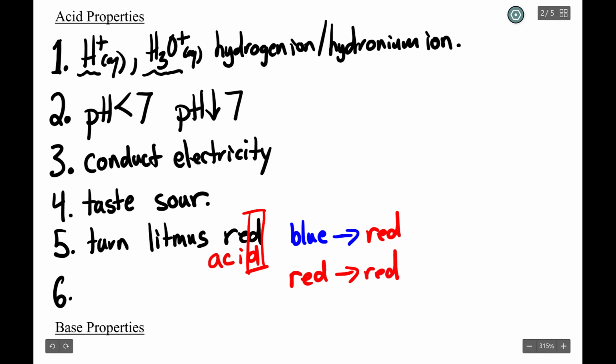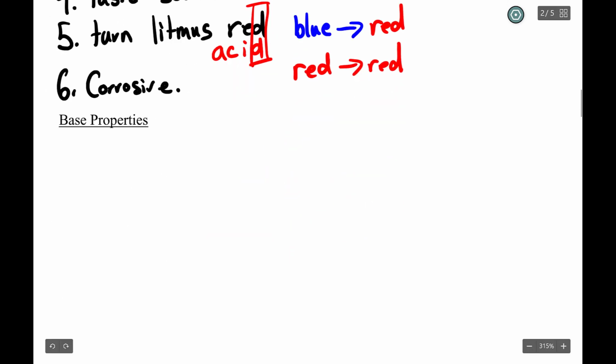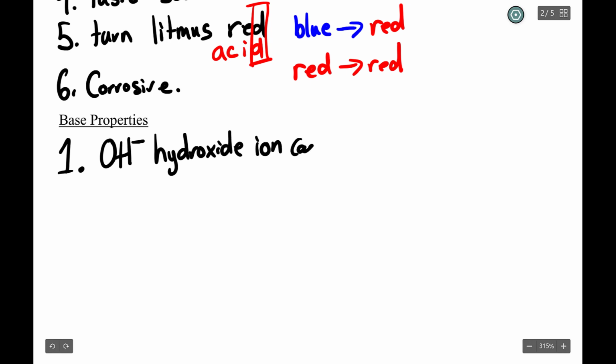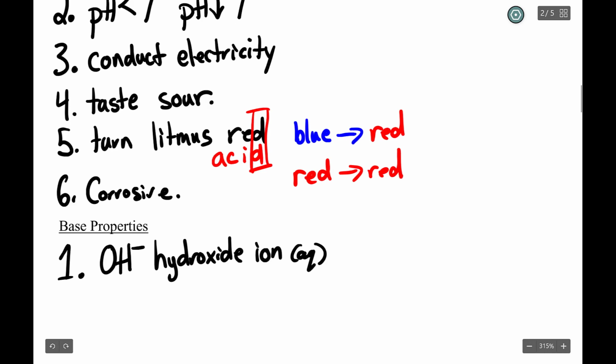Acids can also be corrosive. It depends on the acid, it depends on the metal in terms of the corrosive nature, but also it can be corrosive to biological material as well. In terms of bases, I'm going to do something very similar. So number one, what is a base? A base is a hydroxide ion in solution, so that has to be aqueous.